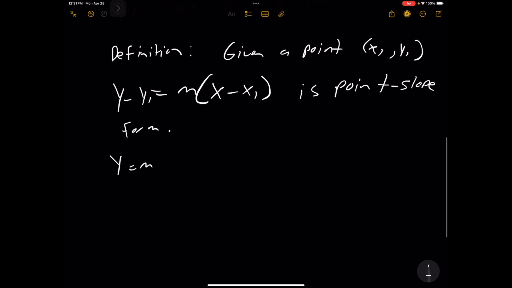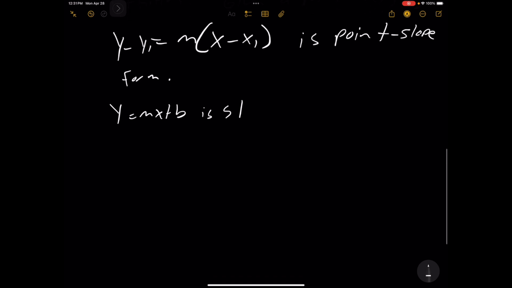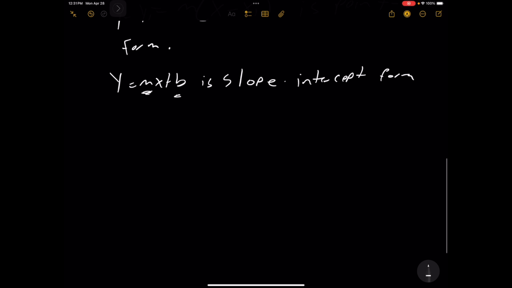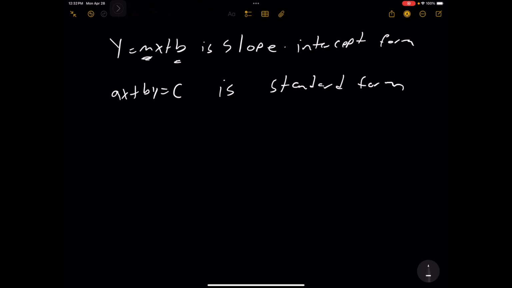We call y equals mx plus b slope intercept form. Because we have m here being the slope, and then we have b here being the y-intercept, or the y value through which the line runs. And then lastly, we have ax plus by equals c is what we call standard form. So all of these represent the same thing. They all represent the form of a line, equations of a line, and they give you different information about that line.